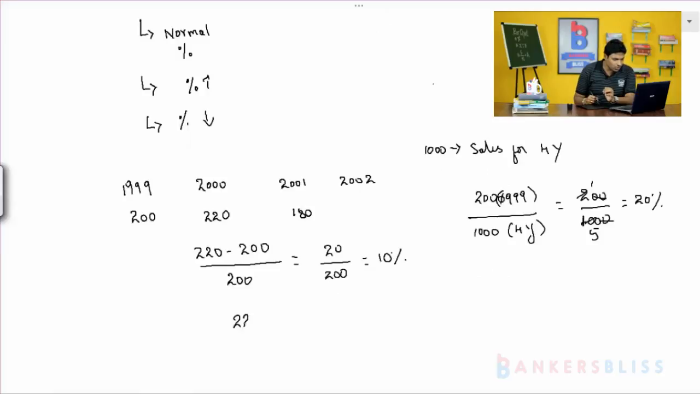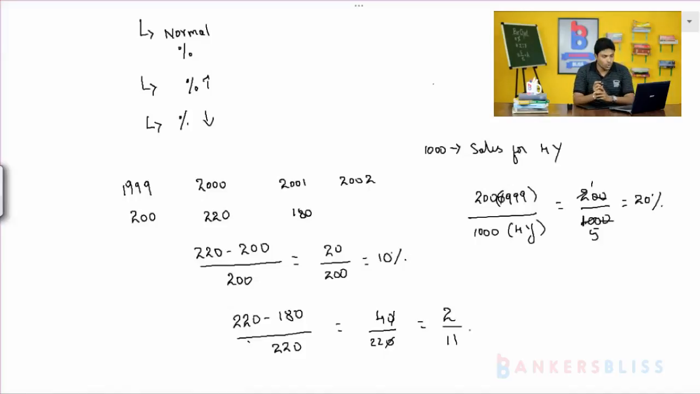So that is 220 minus 180 by 220, which is equal to 40 divided by 220, which is equal to 2 by 11. Now I have to calculate what is the percentage. So see here, 2 by 11 into 100.